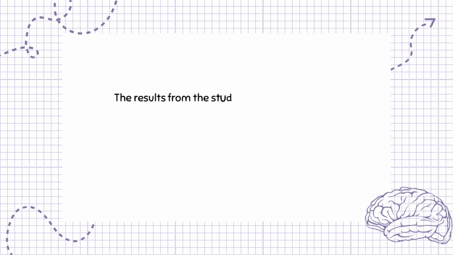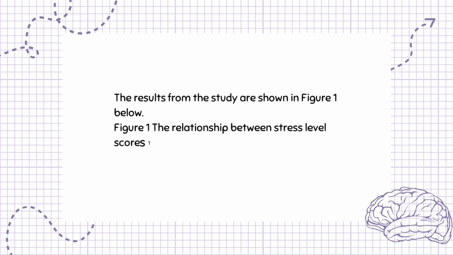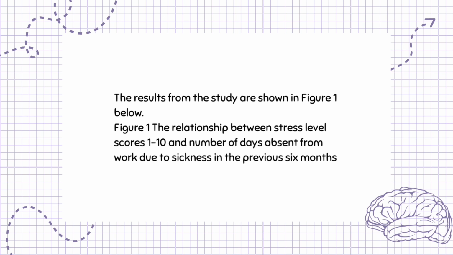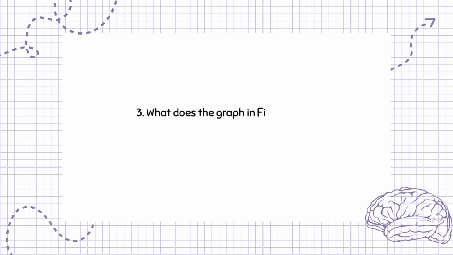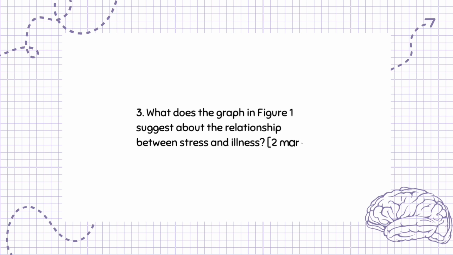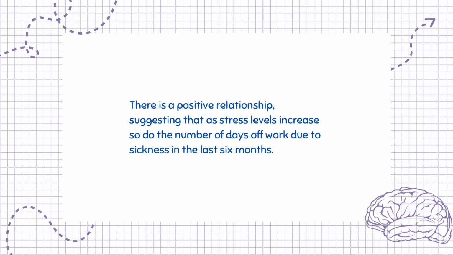The results from the study are shown in Figure 1 below. Figure 1. The relationship between stress level scores 1 to 10 and number of days absent from work due to sickness in the previous 6 months. Question 3. What does the graph in Figure 1 suggest about the relationship between stress and illness? 2 marks. There is a positive relationship, suggesting that as stress levels increase, so do the number of days off work due to sickness in the last 6 months.